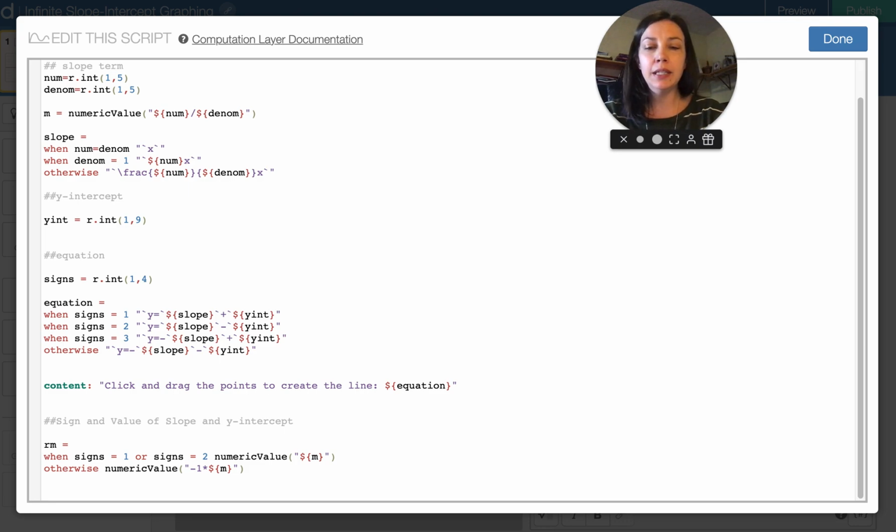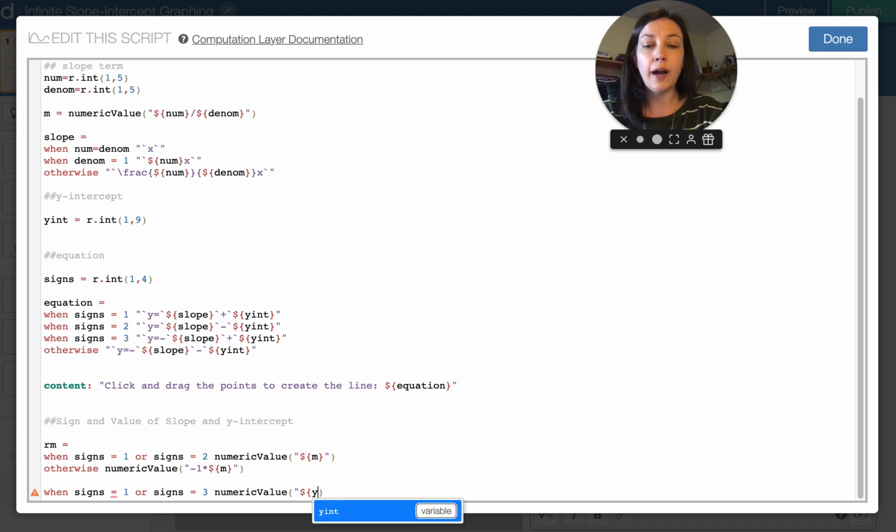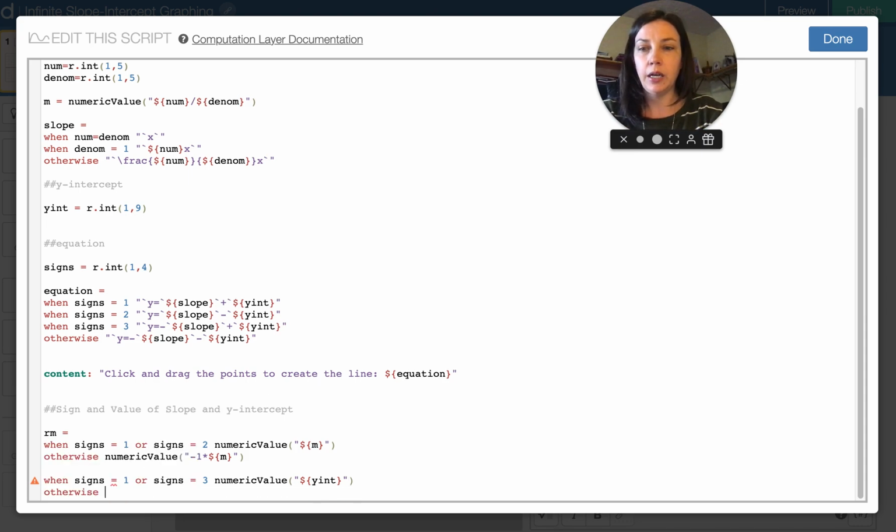All right, same thing with the y-intercept. However, this time they weren't positive with 1 and 2. The y-intercepts were positive with 1 and 3. So when signs equals 1 or when signs equals 3, the numeric value is y-intercept. Okay. Otherwise, we would have to multiply it by -1. Otherwise, numeric value, quotation marks, -1 times our y-intercept.